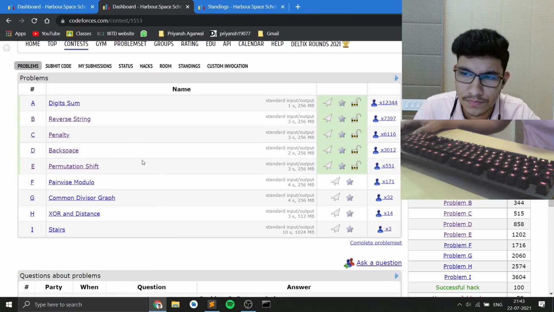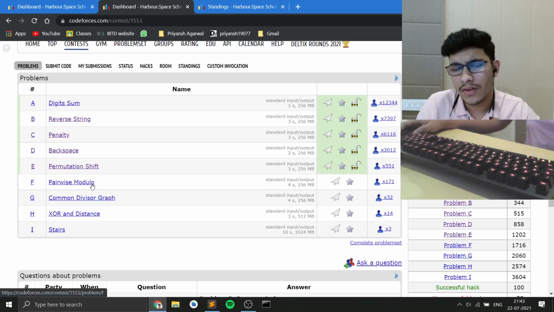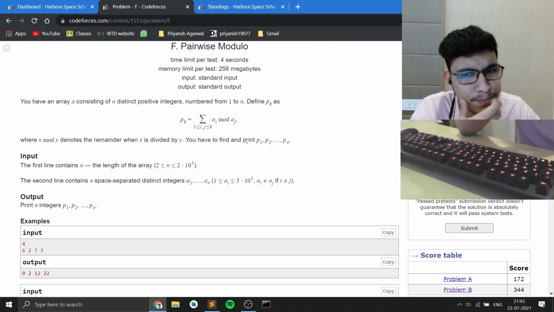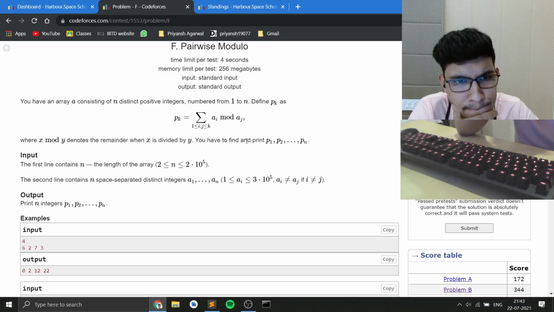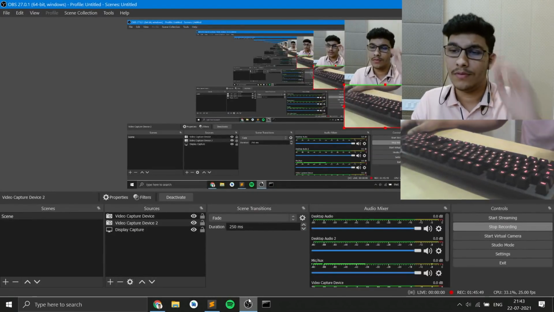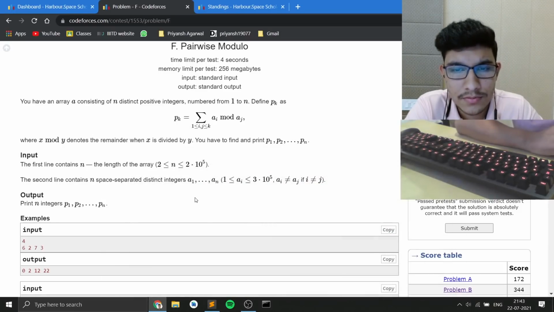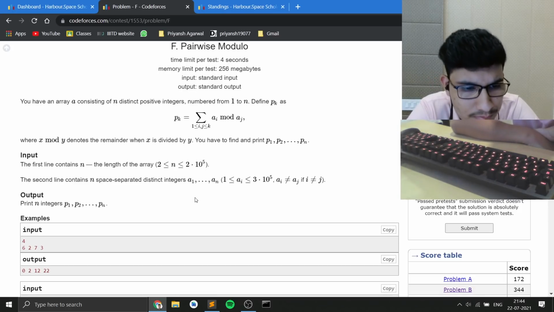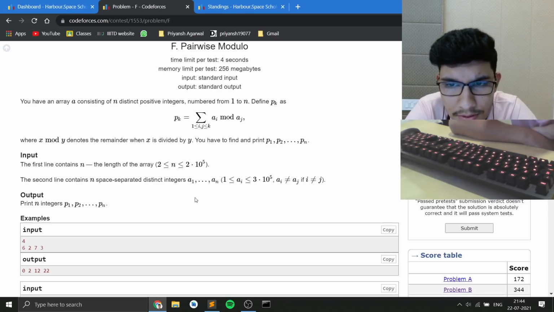Okay. So we still have 51 minutes. I think I can just at least read this problem. Consisting of n distinct positive integers, numbered from 1 to n. Define k as sum of, okay, where x mod y denotes the remainder when x is divided by y. We have to find and print p1, p2, and so on up till pn.